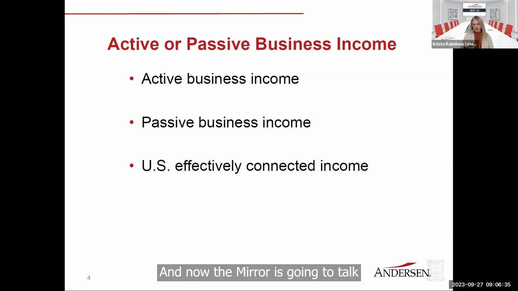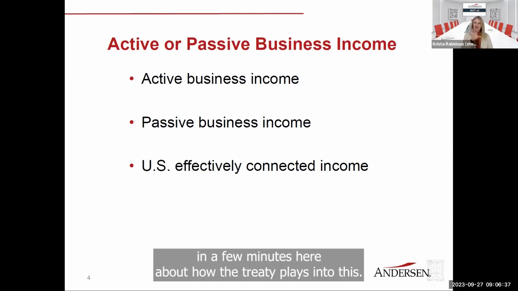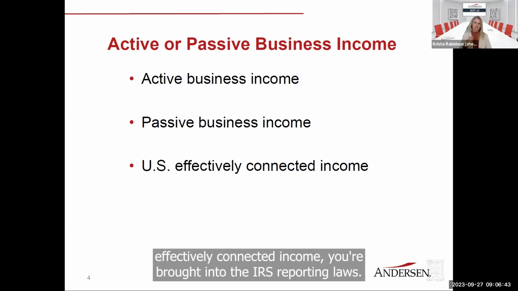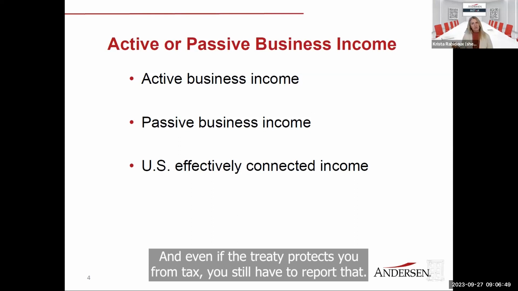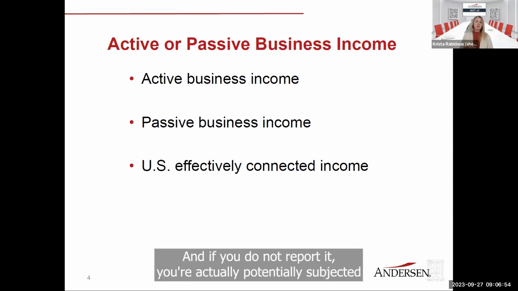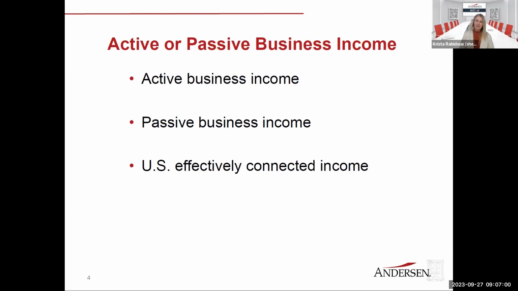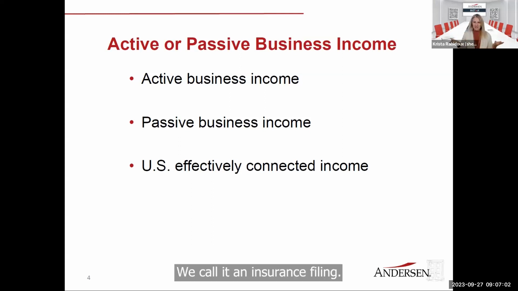And now Namir is going to talk in a few minutes here about how the treaty plays into this. But what's important is to understand that as soon as you're deemed to have US effectively connected income, you're brought into the IRS reporting laws. And even if the treaty protects you from tax, you still have to report that. If you do not report it, you're potentially subjected to a $10,000 penalty and denial of the treaty. And so you never want that. We call it an insurance filing, basically, this treaty protection return.